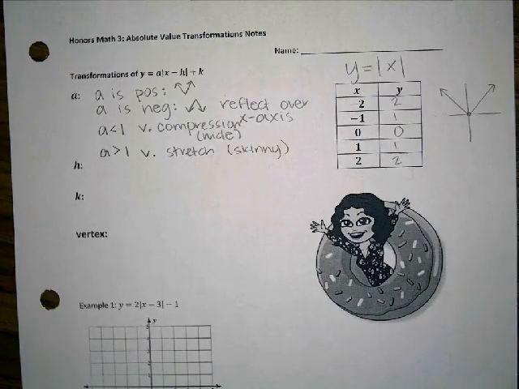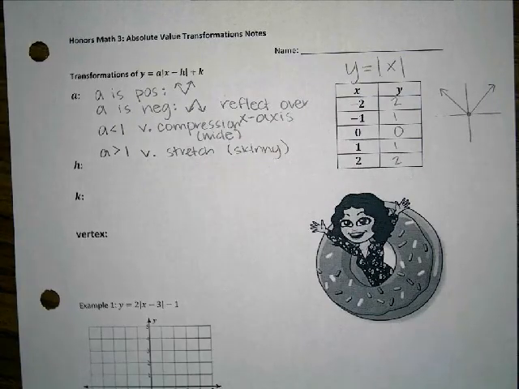Wait, but look at mine. So right now mine's moving to the left. Now it's moving to the right. What kind of numbers do I have? It's the opposite, right? So numbers that move it to the right are actually negative, and numbers that move it to the left are actually positive. Do you guys see that, how it's kind of the opposite of what you would think?